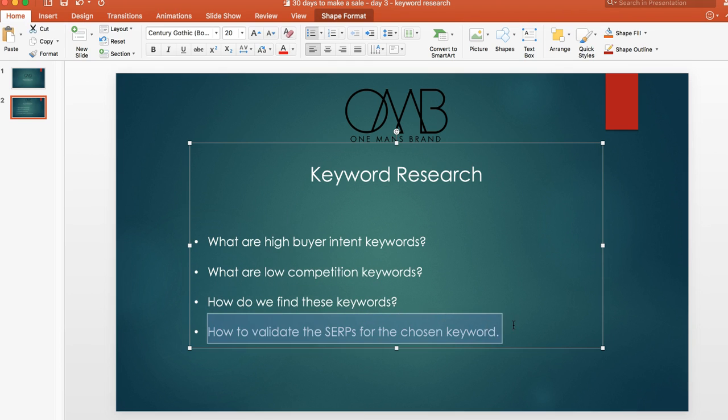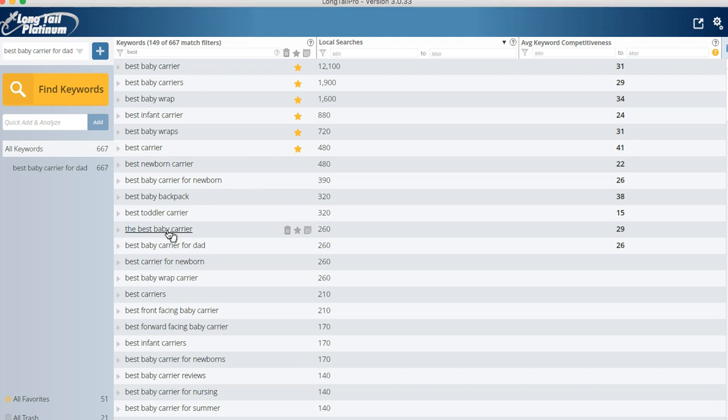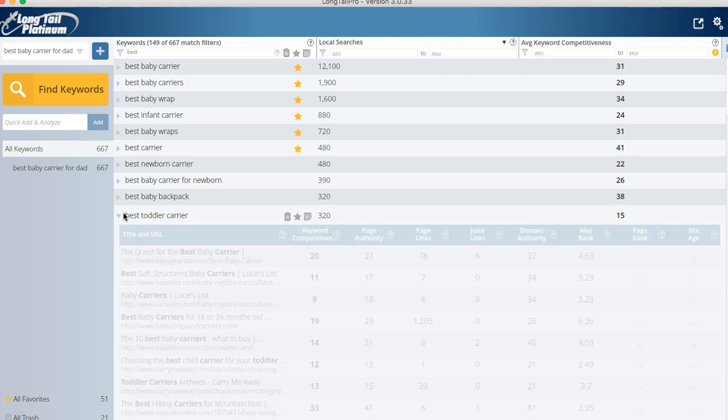Now it's how to validate the search for the chosen keyword. So you've chosen the keyword. Let's just say we've chosen best toddler carrier because that's a pretty awesome keyword there with 15 domain authority. The next is just to make sure that even though this says it's really good and it's not that competitive, we may as well have a look at the keyword itself.